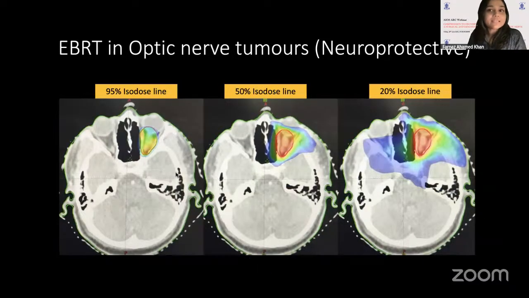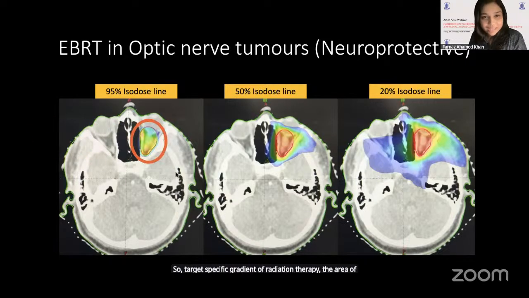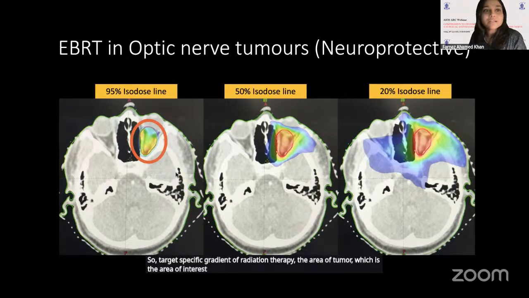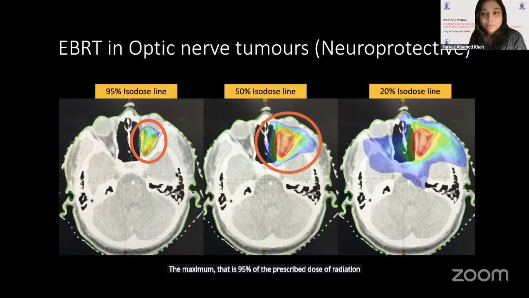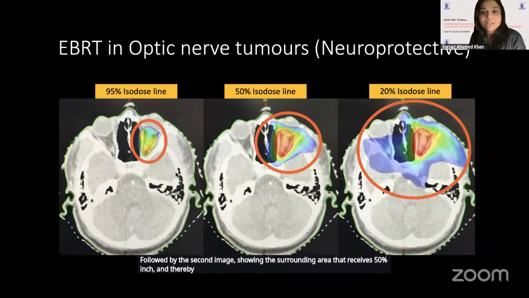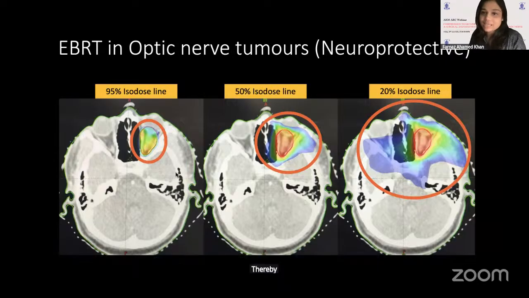For the target specific gradient of radiation therapy, the area of tumor, the area of interest as marked in the first image on your screens, receives the maximum, that is 95% of the prescribed dose of radiation, followed by the second image showing the surrounding area that receives 50%, and the third image which receives only 20% of the prescribed dose of radiation, thereby preventing collateral damage.